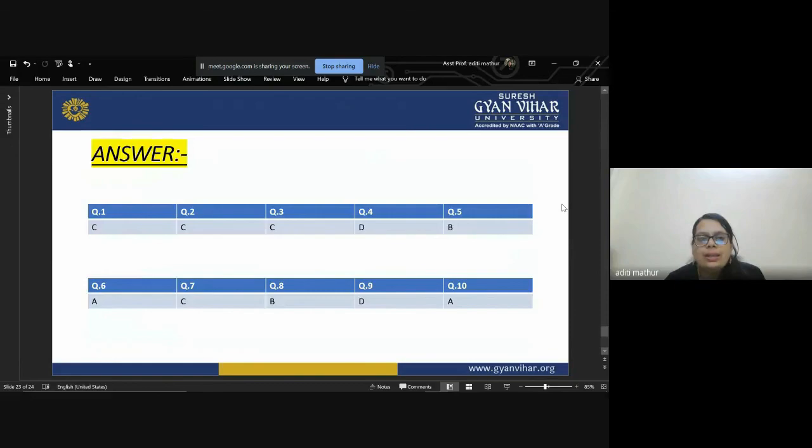Now let us check the correct answers for the questions. Questions number 1, 2, and 3 have the correct option C. Question number 4, it's D. Question number 5, it's B. Question number 6, it's A. Question number 7, it's C. Question number 8, the correct option is B. For question number 9, the correct option is D. And for question number 10, the correct option is A.